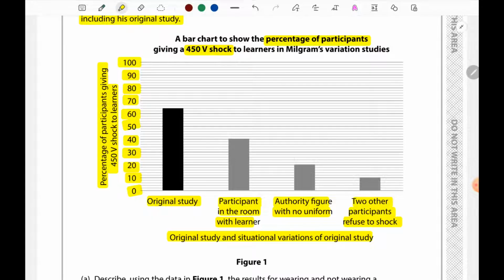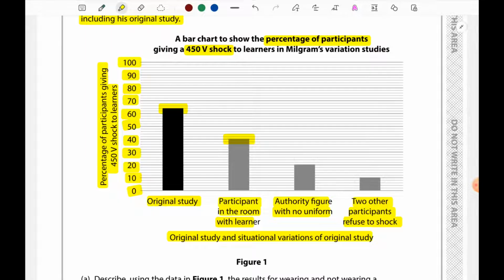Okay, so for the original study, we can see the percentage of participants who gave that ultimate shock of 450 volts is just a little more than 60. So roughly something like 65%. In the variant in which the participant is in the same room as the learner, perhaps that discourages him from giving too many shocks because he can see the plight of the learner. So the number of participants giving that 450-volt shock really comes down to 40%.